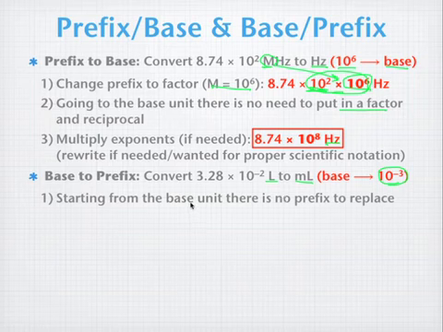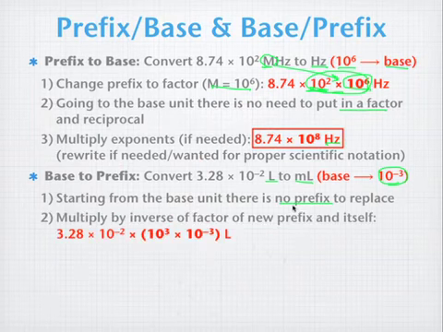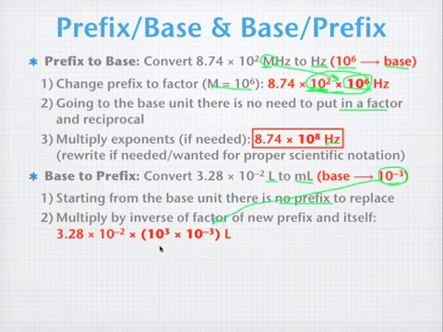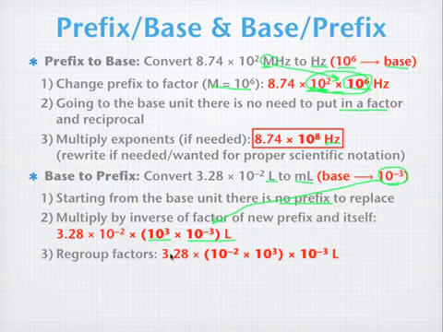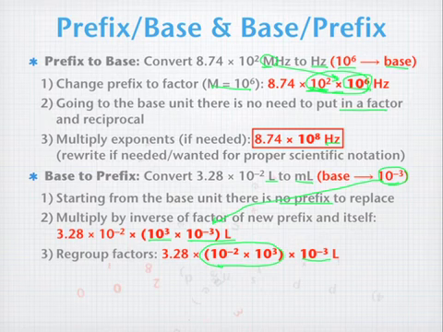You're going to start from the base unit, so there's no prefix to replace. So we're going to start right with step number 2. We're going to take that 10 to the minus 3, multiply by the 10 to the minus 3, put that next to the base unit, and multiply by its reciprocal, 10 to the 3rd. Regroup, or in this case you're really ungrouping. Oh no, you are regrouping factors, sorry. 10 to the negative 2 times 10 to the 3rd times 10 to the minus 3. There's our desired prefix by itself with the base unit.